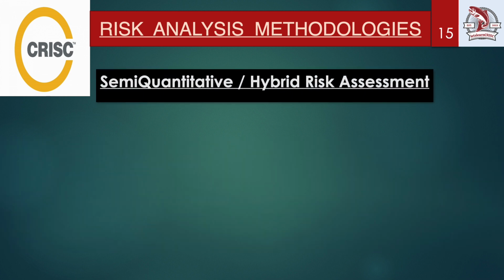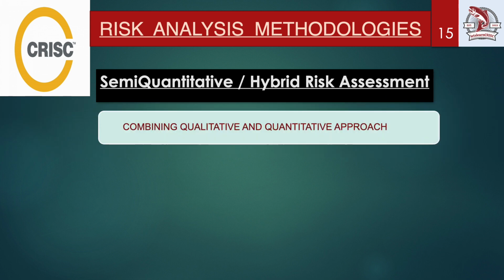Let's move further ahead. Let's discuss semi-quantitative and hybrid risk assessment. Friends, semi-quantitative risk assessment brings together the qualitative and quantitative methods. So it combines the qualitative and quantitative approach. For instance, say a company is assessing the risk of a potential data breach. Qualitative assessment might involve identifying vulnerabilities in their IT infrastructure and categorizing them based on severity, that is low, medium, or high. Quantitative assessment could involve assigning monetary value to the potential losses due to the data breach, for example financial loss or reputational damage.